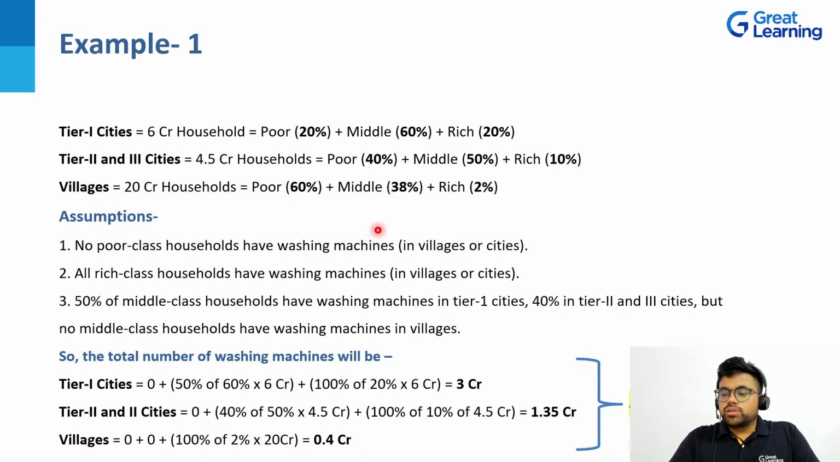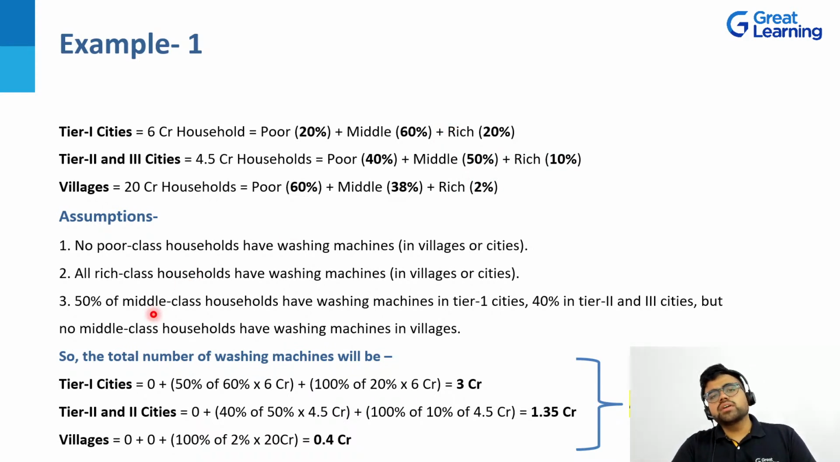So we were talking about the assumptions, right? Number one is that no poor class household has a washing machine. So we don't consider that the poor households would own any washing machine, in villages or cities, tier 1, tier 2 or tier 3. Then all the rich class households would have washing machines, in villages or in cities. So this particular population, 20%, 10%, and 2%, would 100% have washing machines.